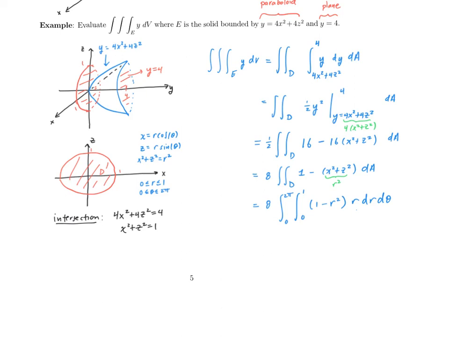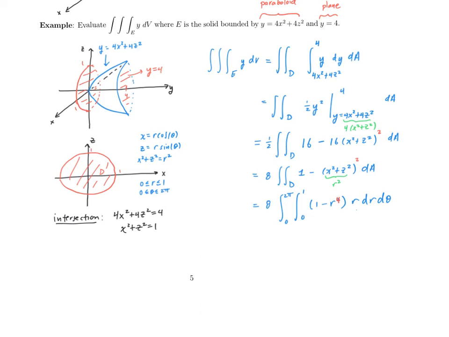And I just realized that you were probably yelling at me for the last few minutes. I forgot the square to go with that x squared plus z squared term. So I apologize. We need a square, and note that makes our r into a fourth power.